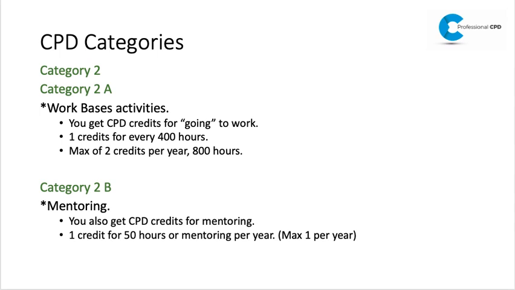But we've done the calculation, and everybody in this environment works 1,000 hours, if not more. So you'll find there, you've already got it. Now category 2B, that's mentoring. So for every 50 hours that you mentor, you also get 1 CPD credit for that. There's a maximum, so you can only claim 1 credit per year. So just note that. Even if you go over, you can only claim a maximum. You can do 100 hours, and you can get 2 credits, but only 1 counts.